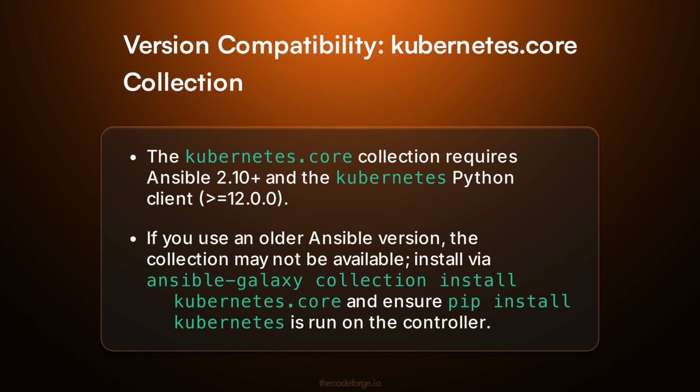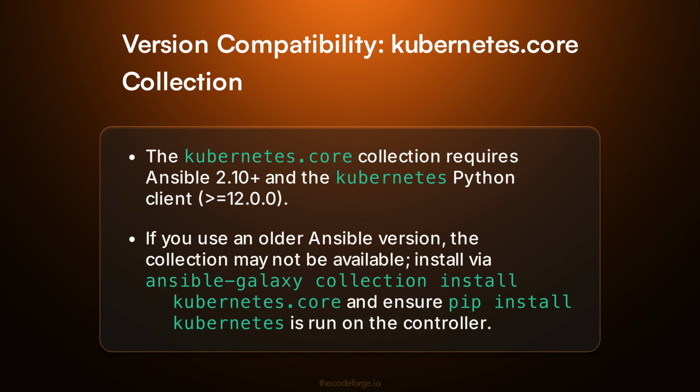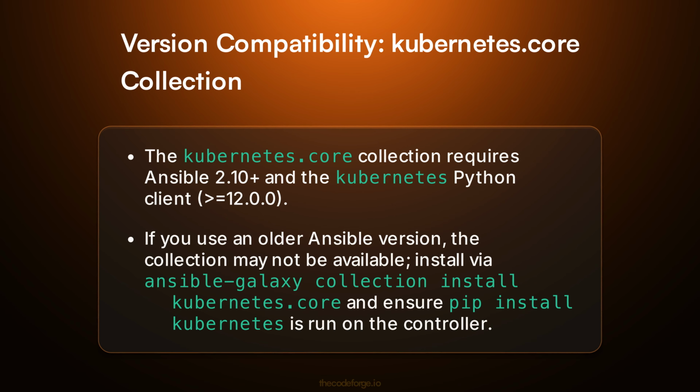The Kubernetes core collection requires Ansible 2.10 plus and the Kubernetes Python client greater than or equal to 12.0.0. If you use an older Ansible version, the collection may not be available. Install via ansible-galaxy collection install kubernetes.core and ensure pip install kubernetes is run on the controller.